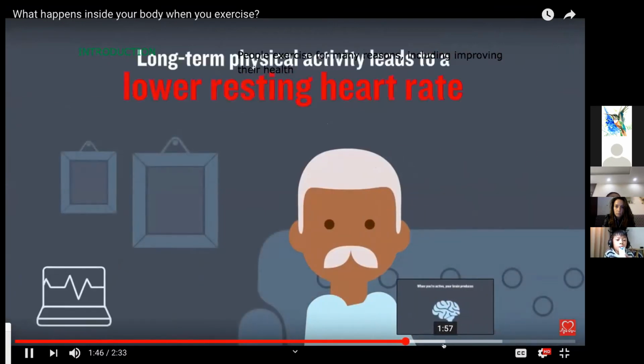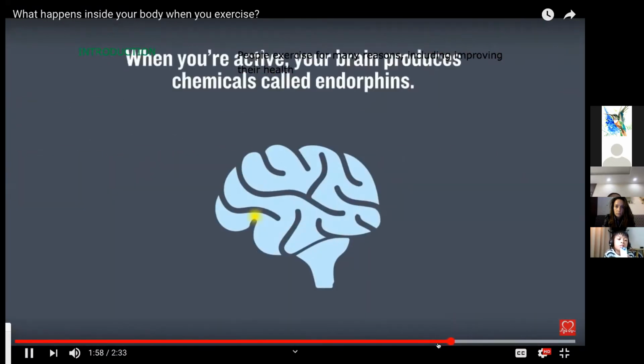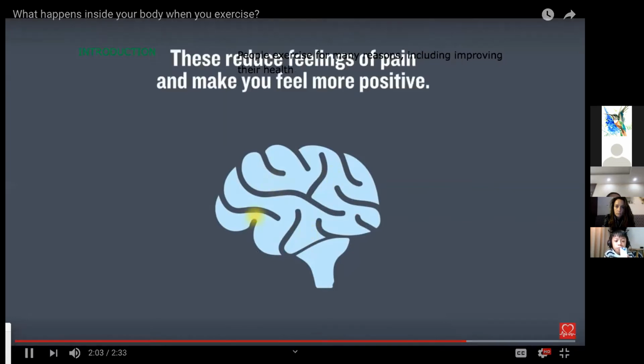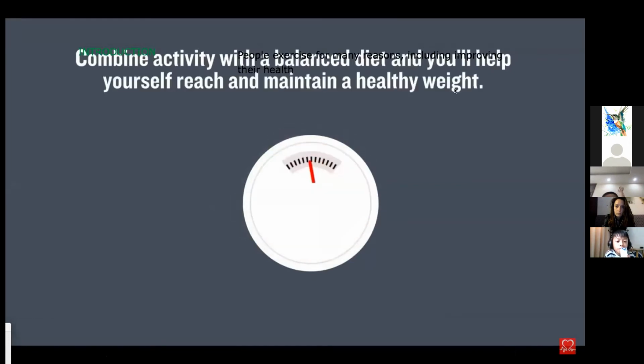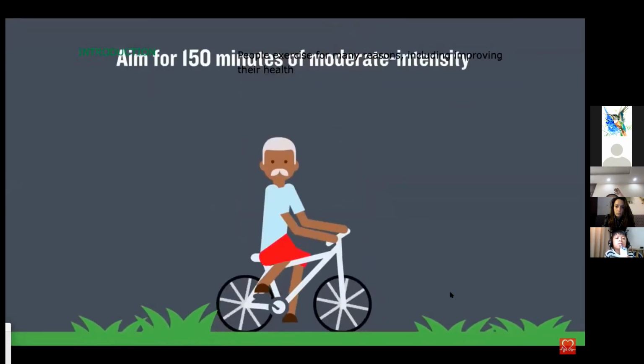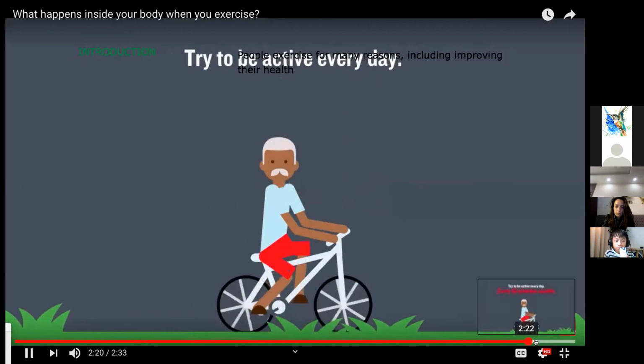Long-term physical activity leads to a lower resting heart rate. When you're active, your brain produces chemicals called endorphins. These reduce feelings of pain and make you feel positive. Getting active cuts down on stress hormones, reducing anxiety. Combine activity with balanced diet, and you'll help yourself reach and maintain a healthy weight. Aim for 150 minutes moderate intensity activity per week. Try to be active every day, every 10 minutes.